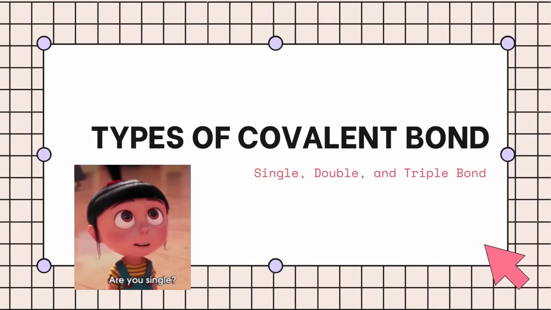Now, let's proceed to the types of covalent bonds. We have here the little girl from the animated movie Despicable Me. She's asking, are you single? She also wants to know how covalent bonds become single, double, and triple.